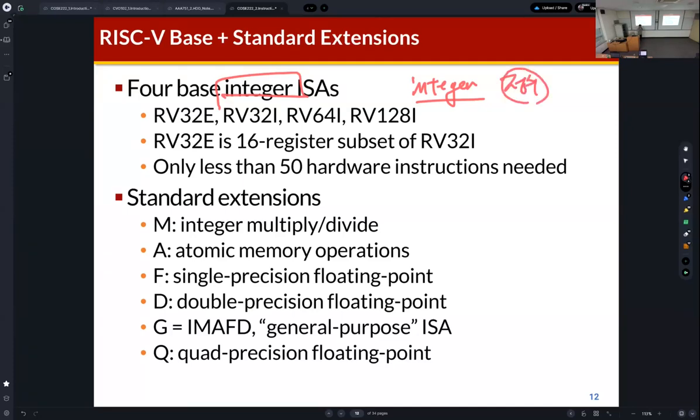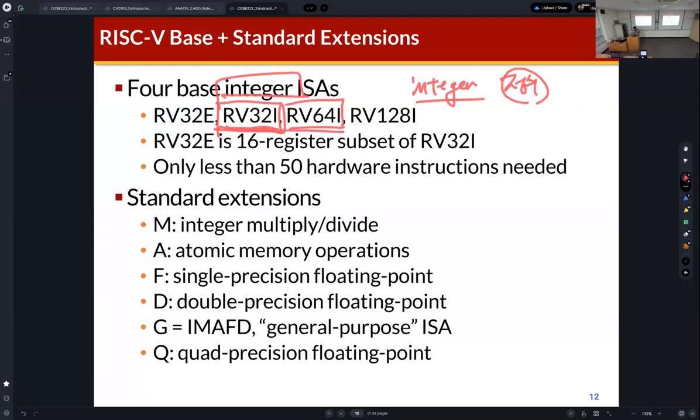So actually the base instructions of the RISC-V ISA are integer instructions. Also, RISC-V supports 32-bit instructions and 64-bit instructions. This number represents whether it is a 32-bit computer instruction or 64-bit computer instruction. So the base instruction set for 32-bit computers is RV32I, where I represents integer instructions. And for 64-bit computers, the base instruction set is RV64I. Okay.